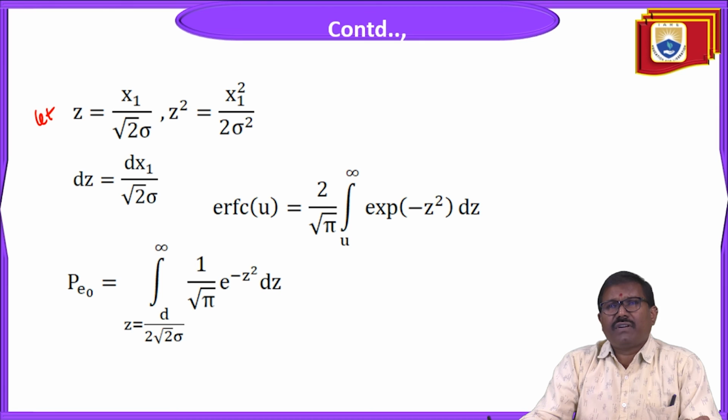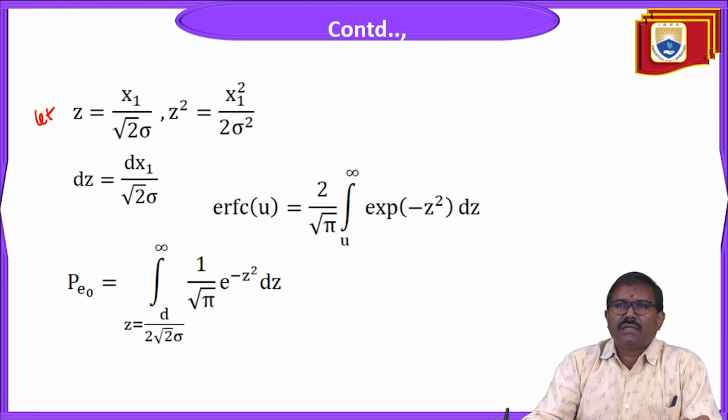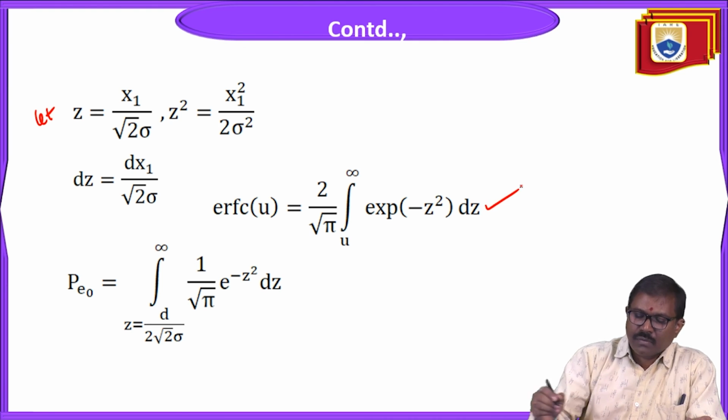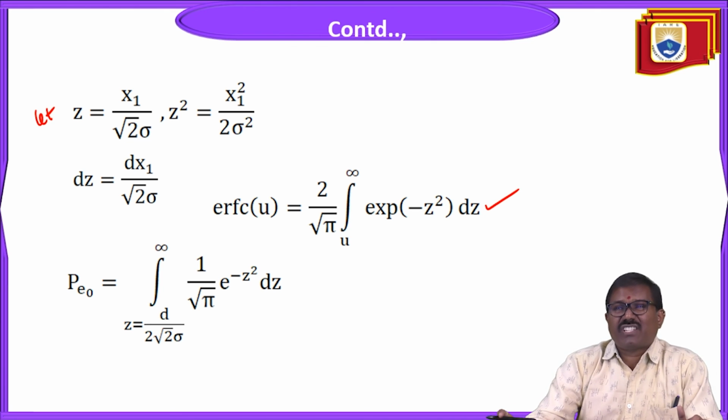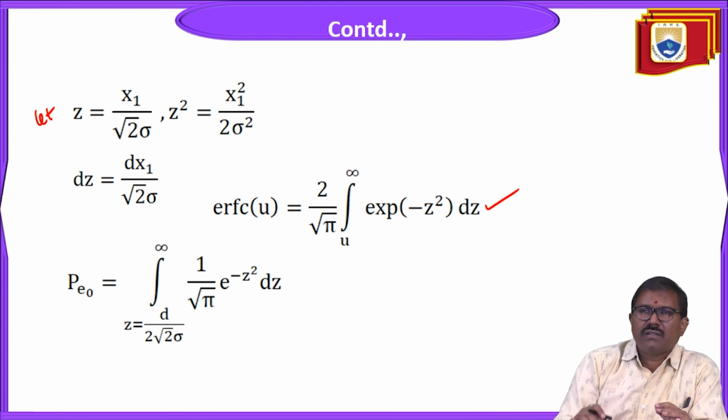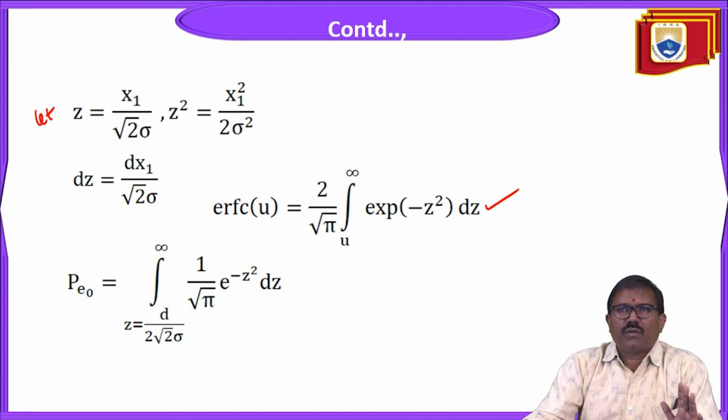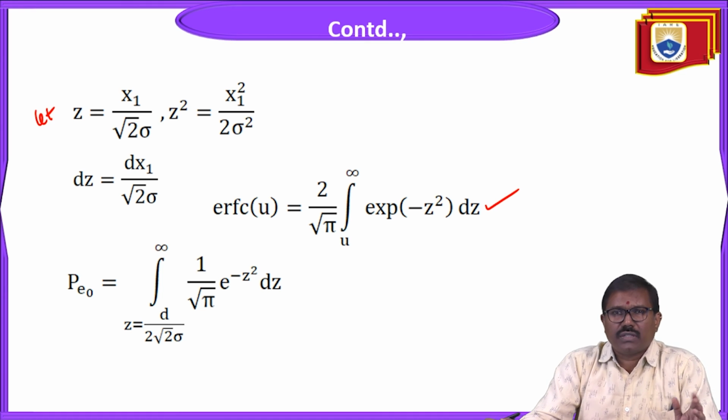And our error complementary function, ERFC of u, is equal to 2 by root pi times the integral from u to infinity of exponential minus z square dz. This is the basic or main error complementary function. By using this main function, we are going to change it. So the probability of error is equal to the integral from z equal to d by 2 root 2 sigma to infinity of 1 by root pi, exponential minus z square dz.